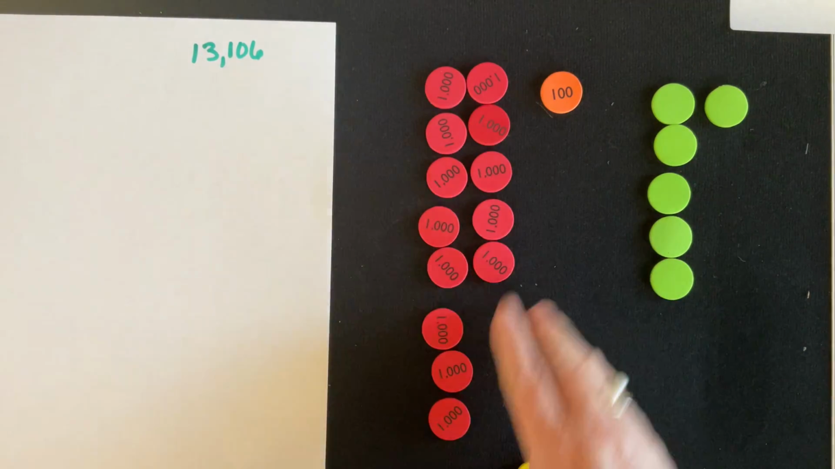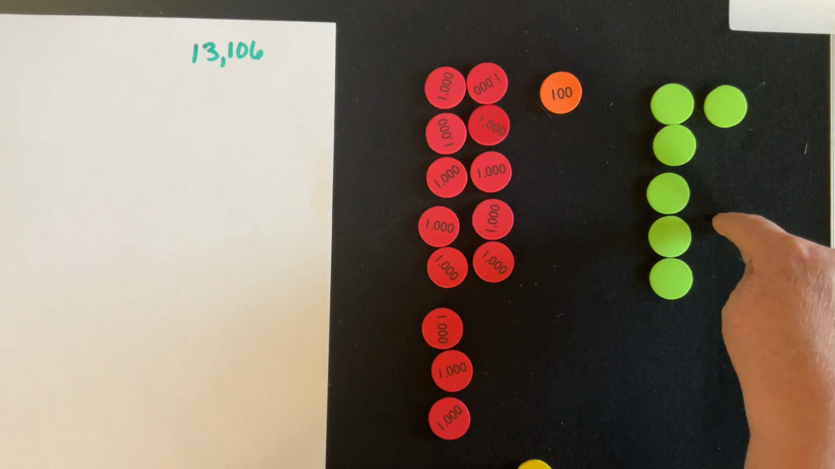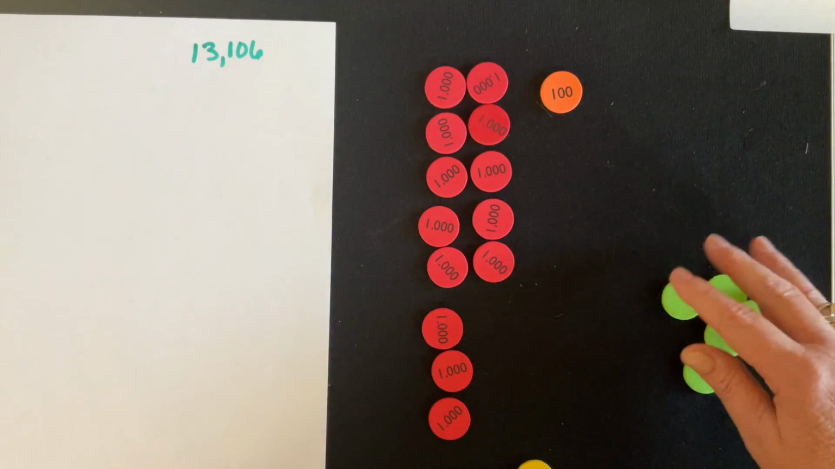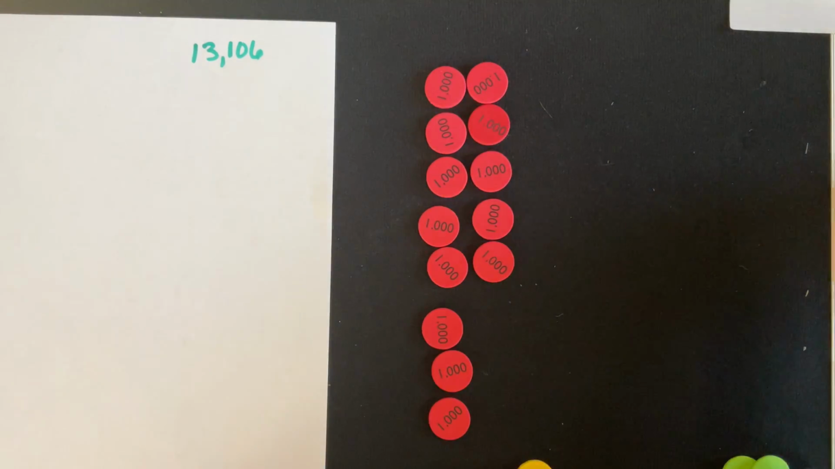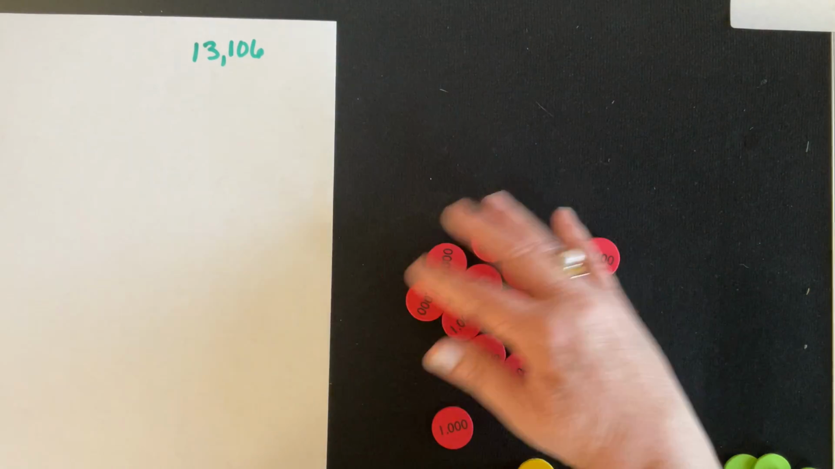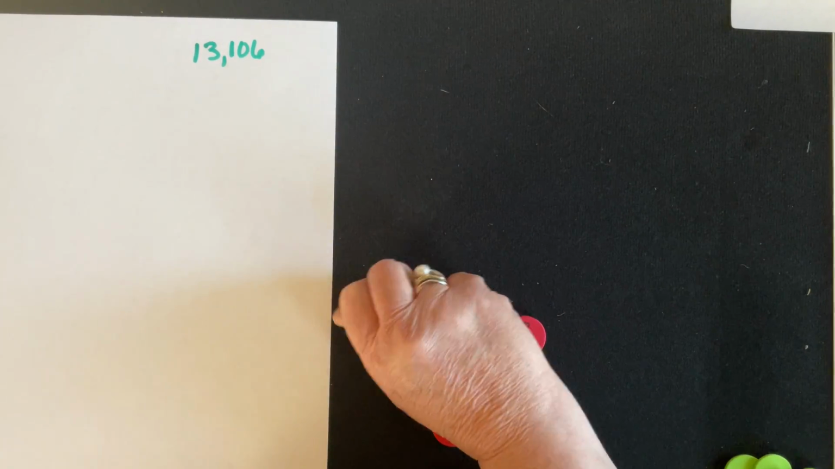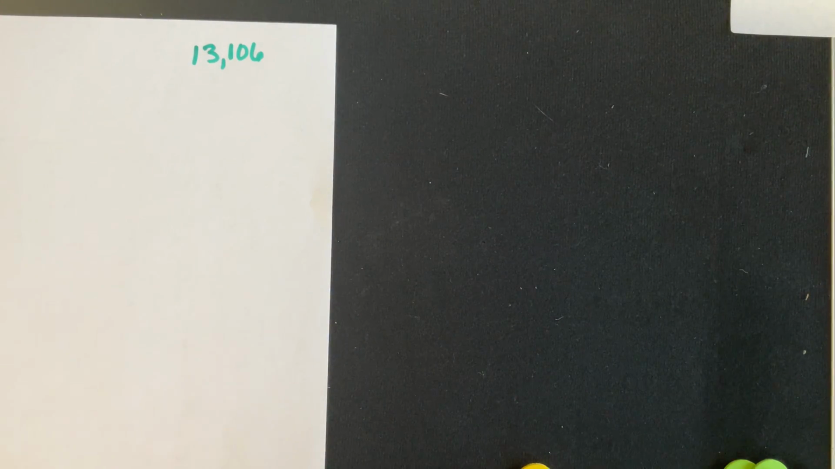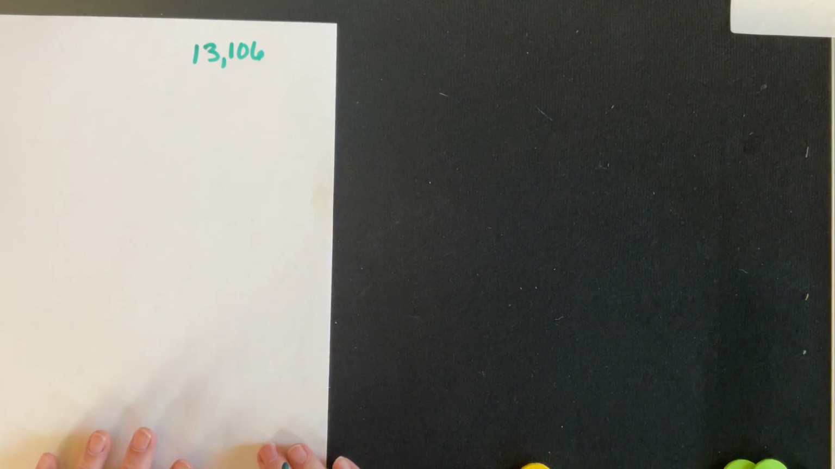So 13,106. Now, you could sit and just do that trading over and over and over again to realize how we read and write numbers in our 3rd grade standards. Okay, let's do this then.